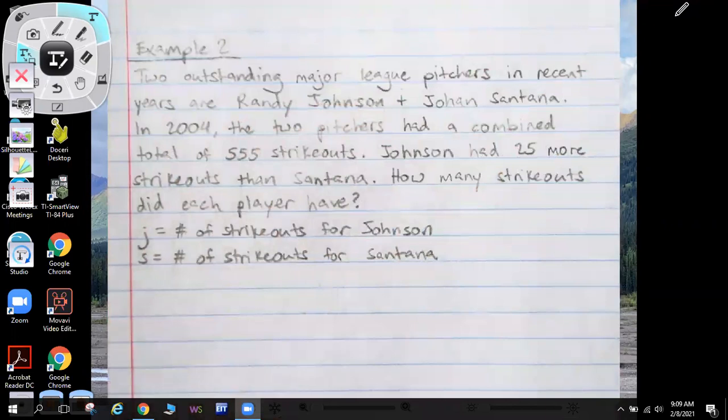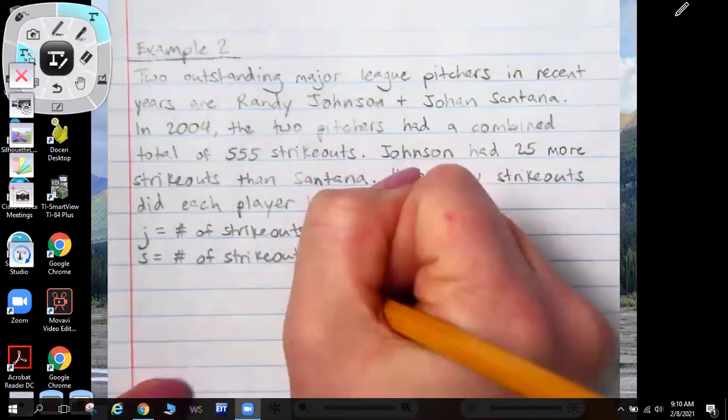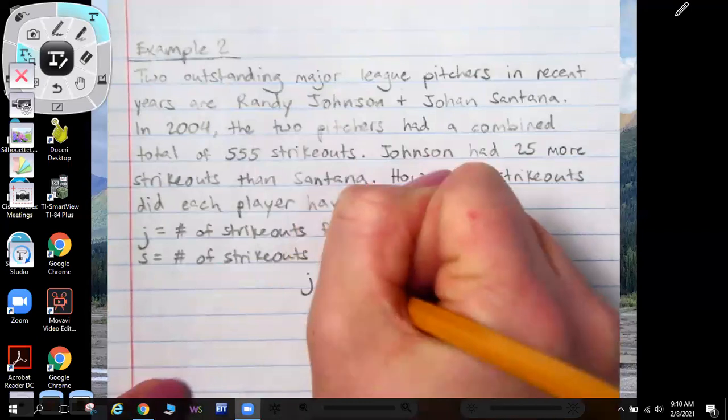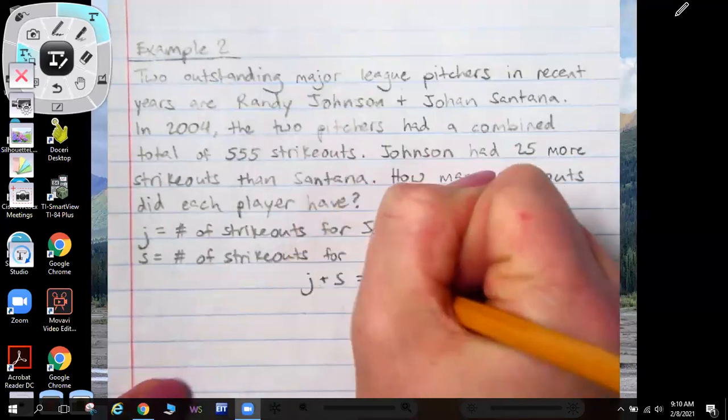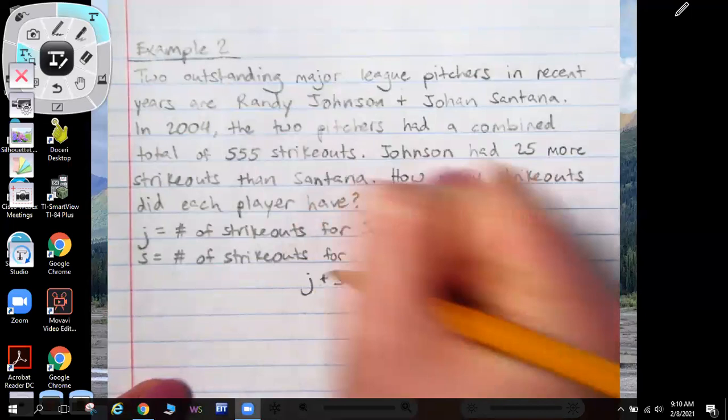Okay, we've assigned our variables. Now let's write some equations, or some expressions at least. It tells us the two pitchers had a combined total of 555 strikeouts. So that means J plus S equals 555.